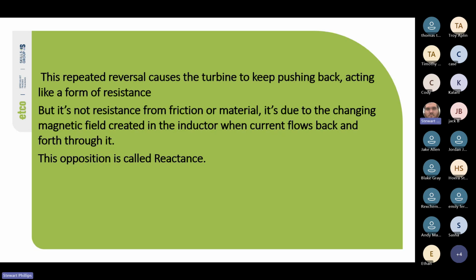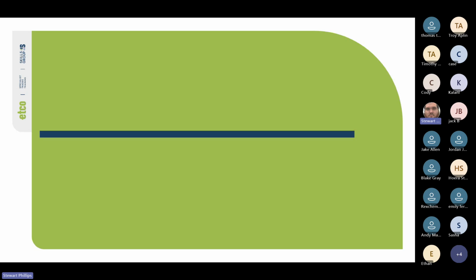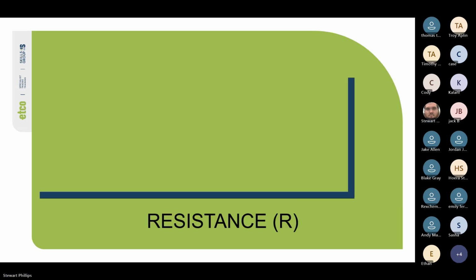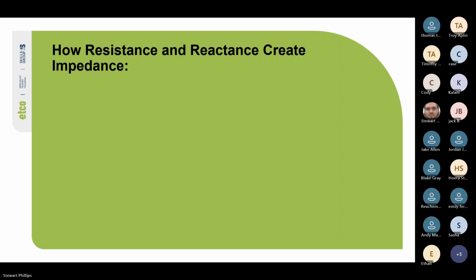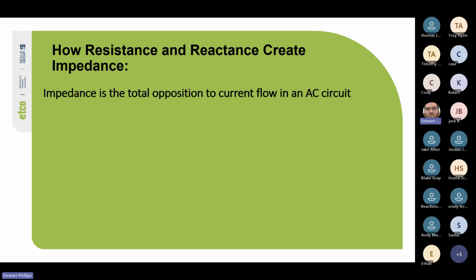So if we go back to our line representing our resistance, move this down. So this is our resistance. And then at about 90 degrees, we have our reactance. This is what we will deal with a little bit later. Resistance and reactance create impedance. Cool. So impedance is the total opposition to current flow in an AC circuit, combining two distinct forms of opposition, resistance and reactance.